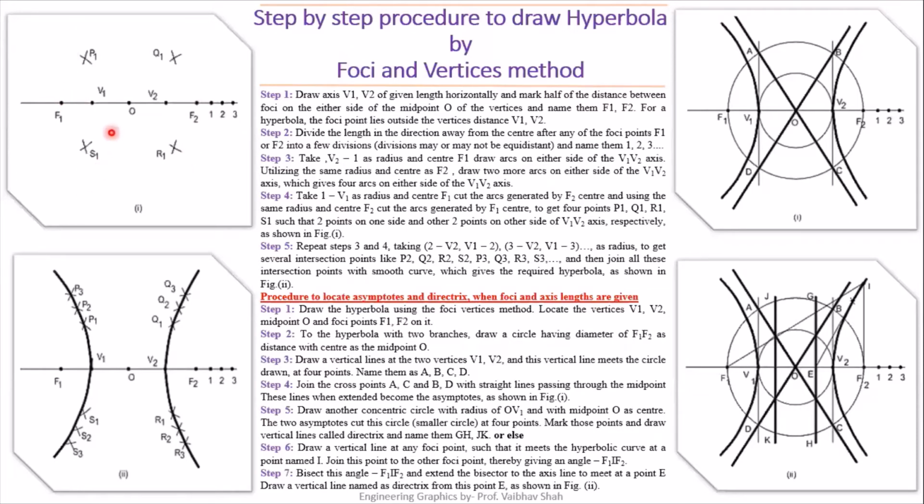Then after, we'll change the radius to V1, 2, and this time we'll be using F2 as the center, cutting the arcs of F1 somewhere here and somewhere down here. Similarly, we have to change the center, keeping the same radius V1, 2, and cut this arc from the F1 center, but this time we'll be cutting the arc of F2 somewhere here and somewhere here.